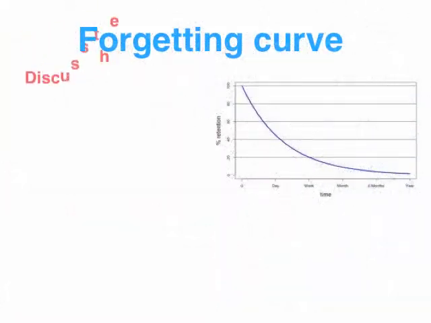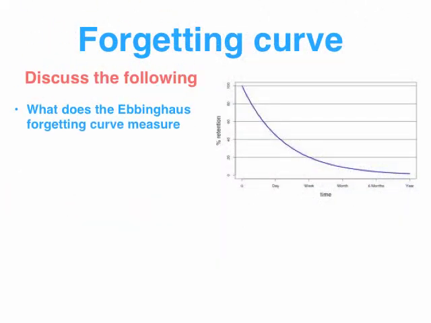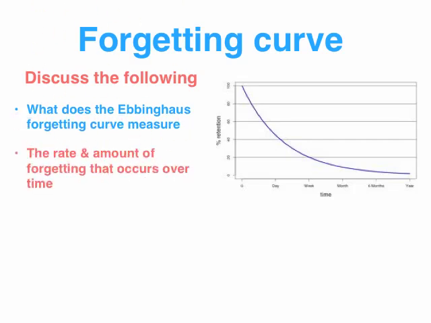The forgetting curve, well, the key thing you need to identify here is that it does two things. It measures the rate and amount of forgetting that occurs over time. So for standard material, we're going to lose about half of it after an hour, about 70% after a day, and about 80% after a month.